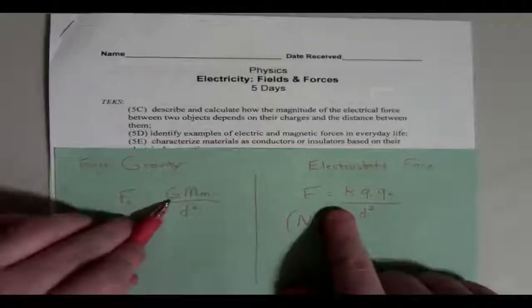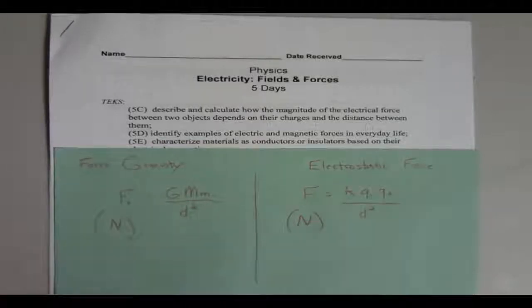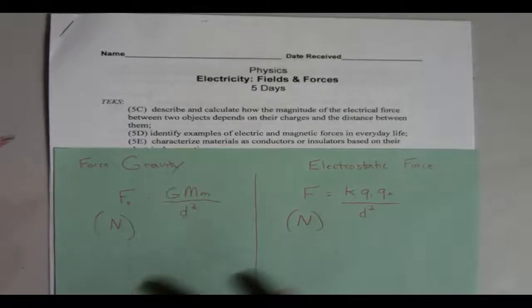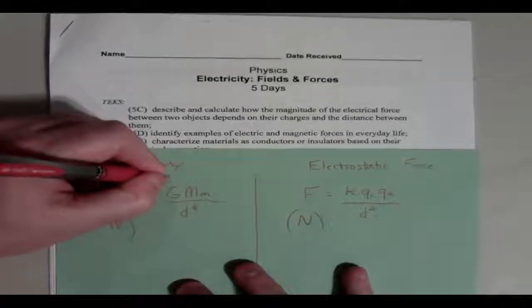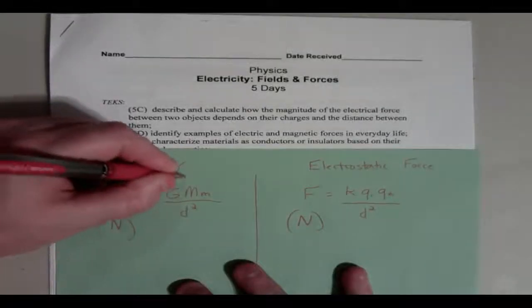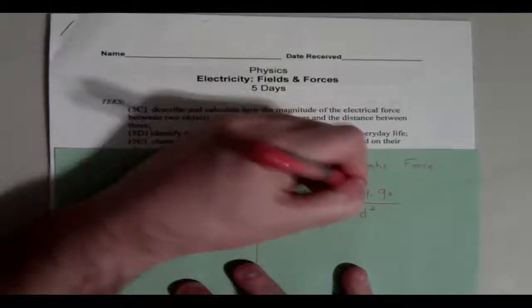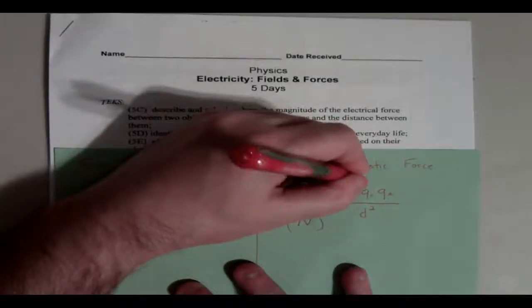In both formulas, you're going to have a constant. In the left formula, you have the gravitational constant. I'm not going to say what that is because that's not important for this one. But nevertheless, the constant's there. In the right formula, you'll have the electrostatic constant, right? So you have a constant in each.